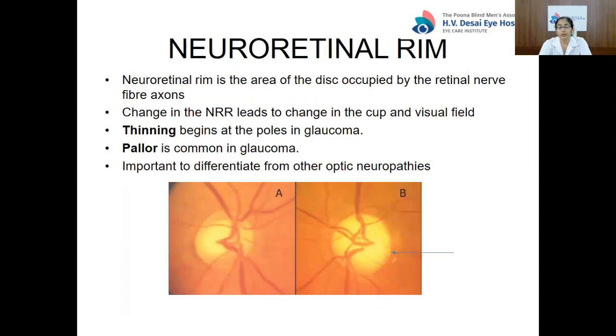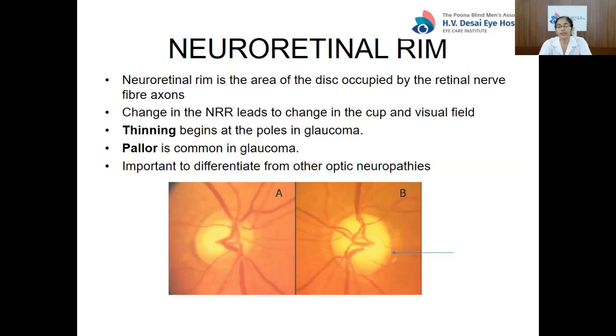The neuroretinal rim is the area bounded by the scleral rim and the cup margin. Assessment of the color and configuration, that is size and shape, of the neuroretinal rim is important. As the cup enlarges, there is thinning of the neuroretinal rim, more common at the superior and inferior poles. In the early stages of glaucoma, it is seen as focal thinning of the neural rim, and as the disease progresses, more and more area of the rim becomes thin and eventually disappears.